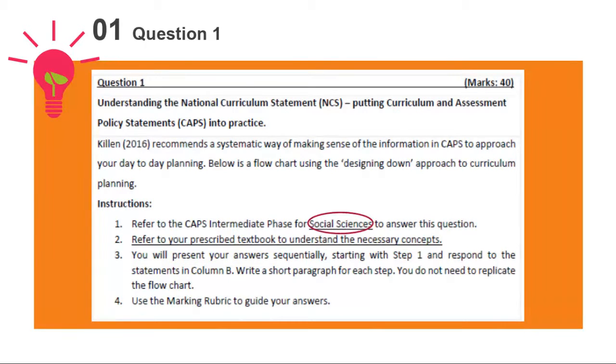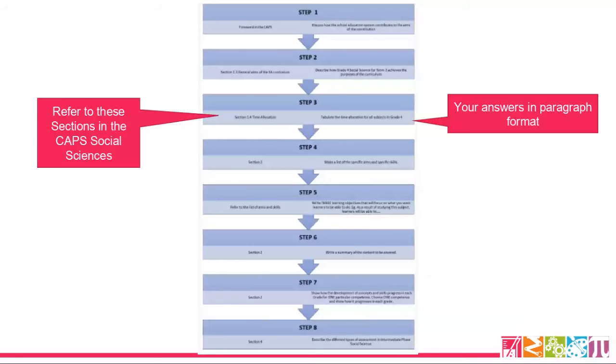Right, so first, a very important point to remember is that everything that you refer to, you should use the CAPS document for social sciences. So that is the subject that you are doing for this question 1, social sciences. So only that CAPS document is applicable for question 1. Also in your assignment document, you've got this designing down step-by-step process, which you follow.